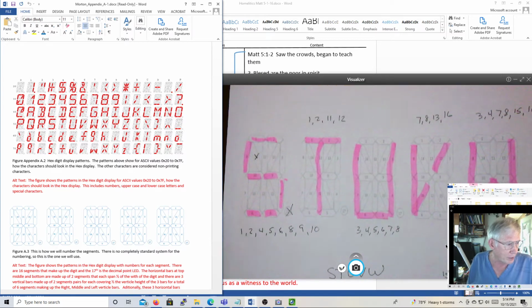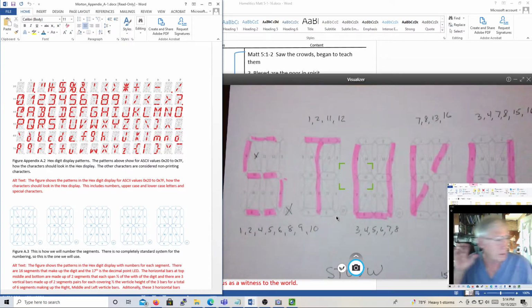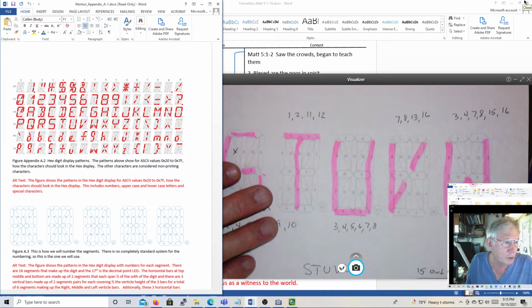Now I went back to S and looked at all the segments, and I had 1, 2, didn't have 3, but I had 4, 5, 6, didn't have 7, but I had 8, and then these middle ones: 2, 9, 10. And then for the T, I used 1, 2, 11, and 12 down the middle. For U, 3, 4, 5, 6, 7, 8. For V, 7, 8, 13, 16. And for W, it was 3, 4, 7, 8, 15, 16.